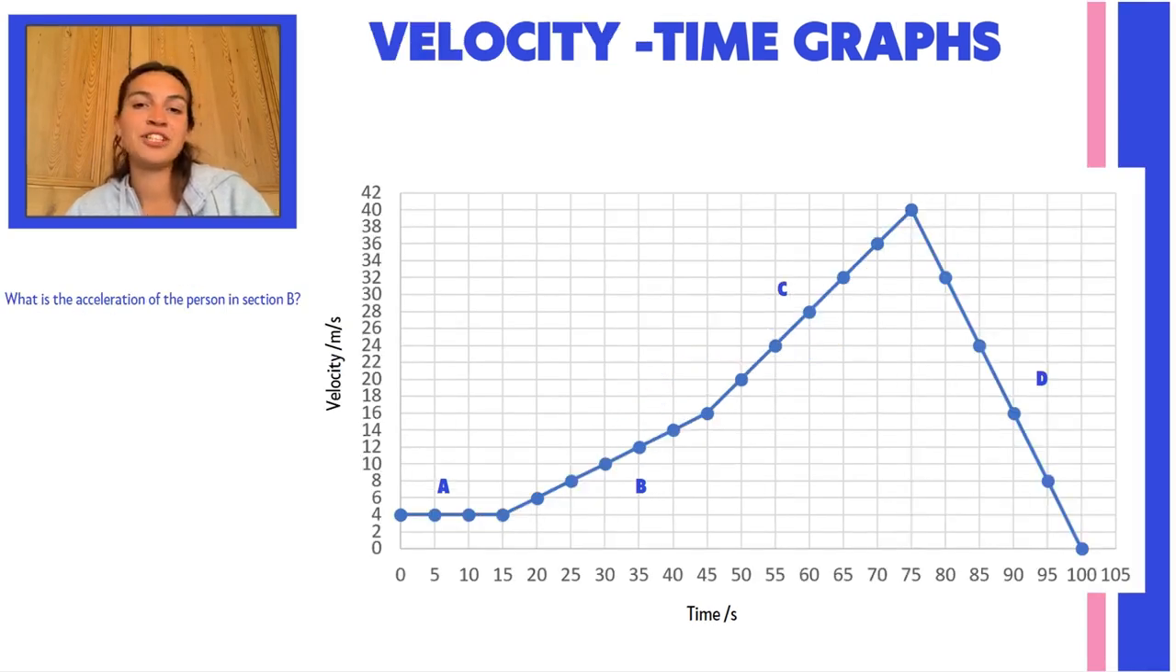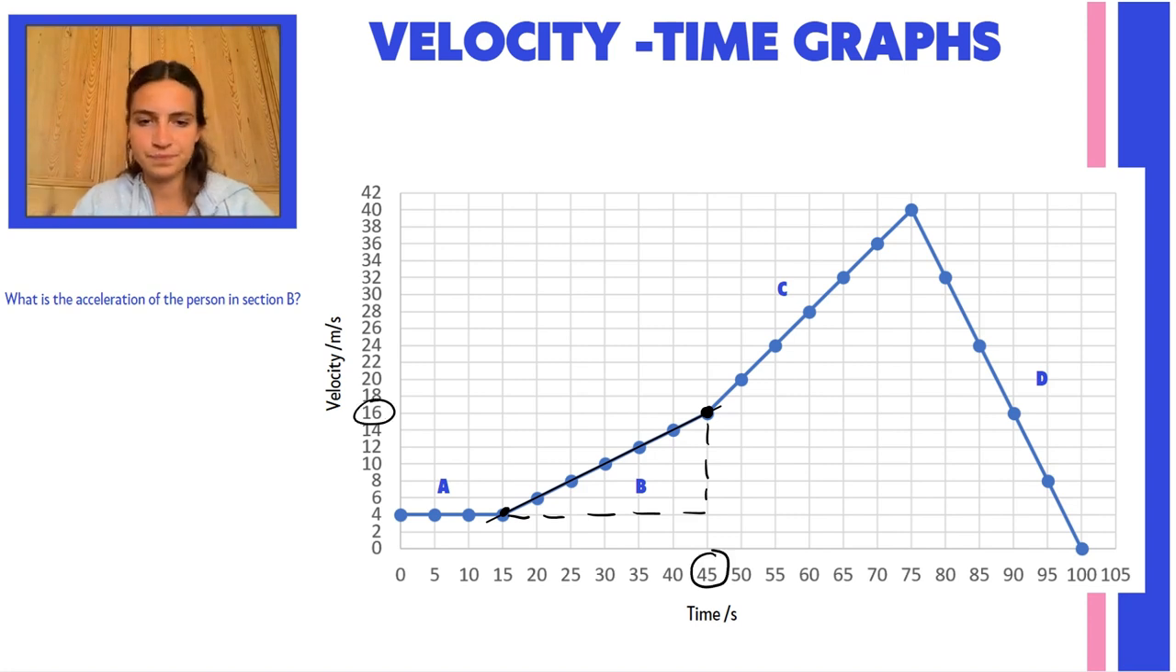Okay, now on to velocity time graphs and trying to find the acceleration this time of the person in section B. Since this is a velocity time graph, the acceleration of that person is just going to be the gradient again. So I'm drawing in that line across B and finding my 2 points and doing my little dotted triangle. And those points are 45, 16 and 15, 4.